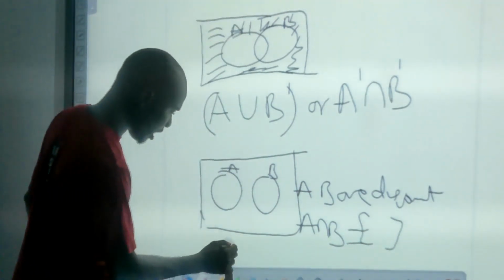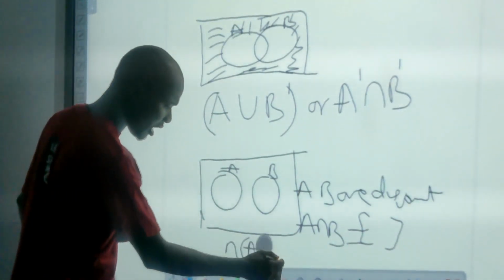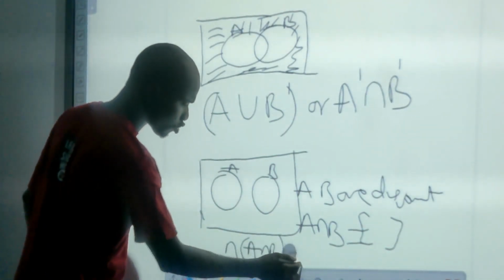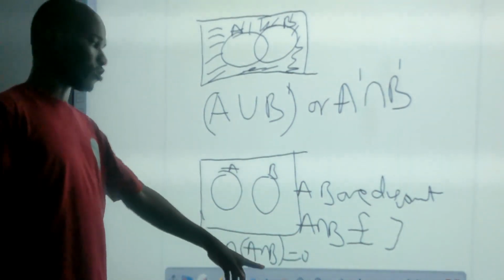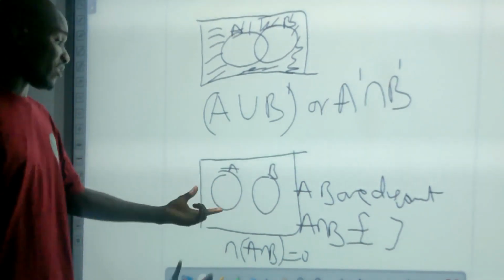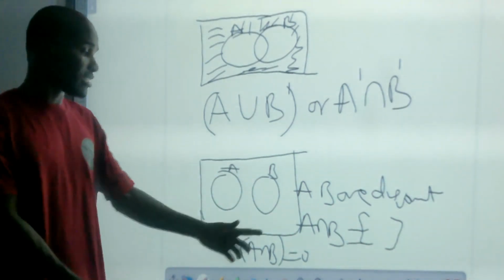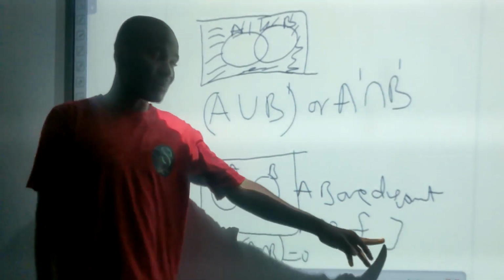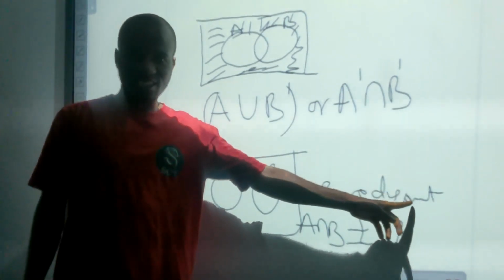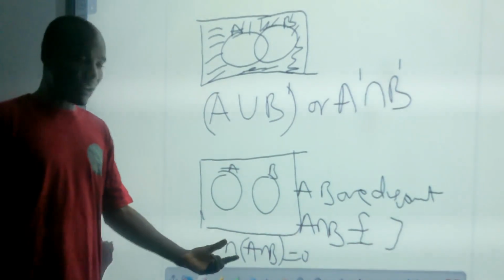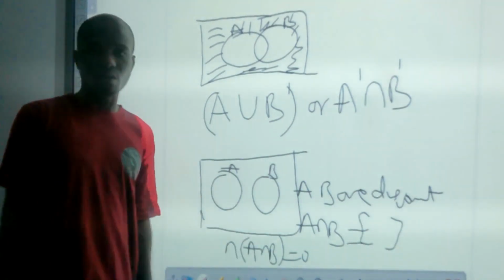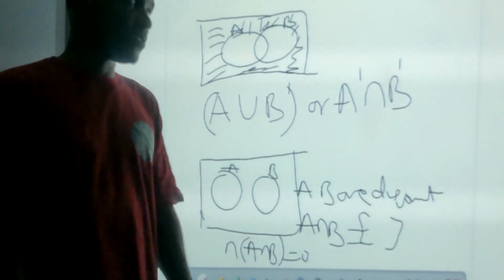And the cardinality of the intersection, the number of elements of the intersection, is equal to 0 because they are disjoint. They can never have any element in common. So the set A intersection B is empty for a disjoint set, and also the cardinality, the number of elements of the intersection, is always 0. It will always be 0.